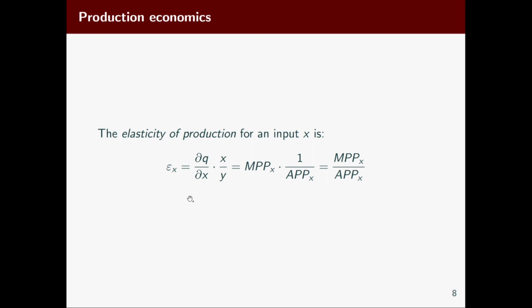That's this elasticity measure. And this first portion here should look familiar. That's just MPP. And this second component here should look familiar. That's the inverse of APP, or 1 over APP. So if you have MPP and APP, then we can estimate the elasticity of production by just dividing MPP by APP. Okay, a cool feature.